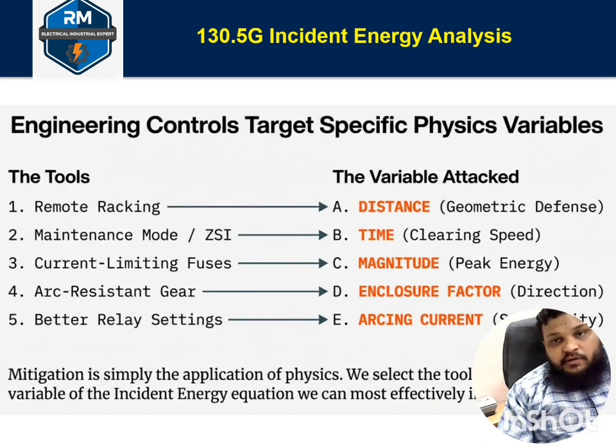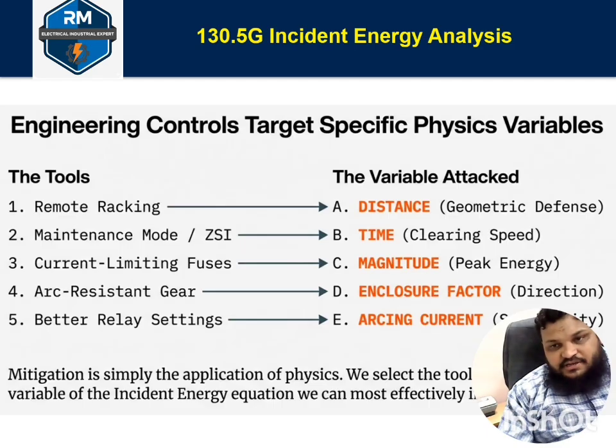When we discuss the engineering controls, there are tools such as remote racking. Through remote racking, we increase the distance between the live equipment and the person, so that the arc flash cannot do any damage to the employees, or its intensity is reduced. The second one is the maintenance mode.